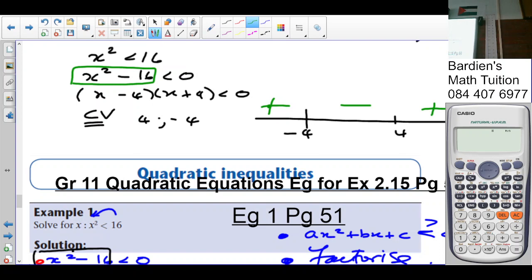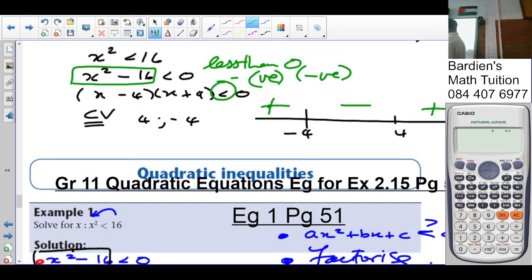Did you see that? So what do we say here? It must be less than 0. So what does it mean? It must be negative. It has to be negative. So in other words, where is it negative? From minus 4 to 4. Can you see that? Is that continuous or a breaking solution? Continuous. So x must be greater than negative 4. What is it?